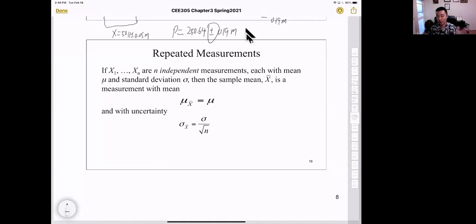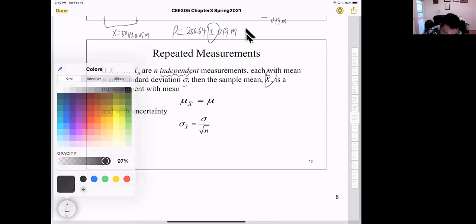If we have repeated measurements x1 to xn, and these repeated measurements are independent, then the following two equations will hold true. Each measurement has a mean value of mu and a standard deviation of sigma. And then the sample mean is the measurement of mean value.